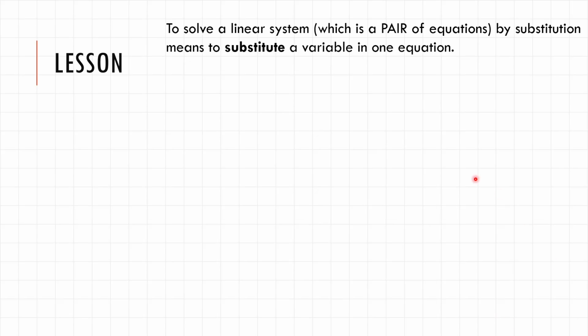So what do we learn here? To solve a linear system, and remember, a linear system is a pair of equations, to do that by substitution means to substitute a variable in one equation. So for example, if we have an equation like this and like that, that is a pair of equations. And here are all the steps with this example to solve a linear system by substitution.